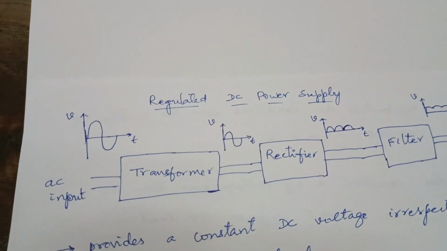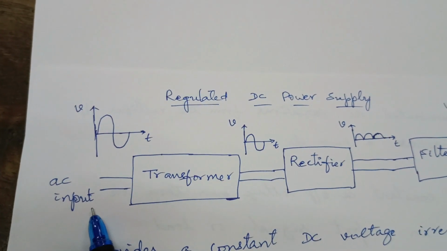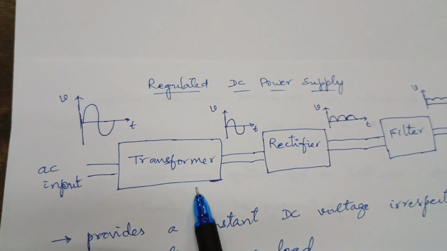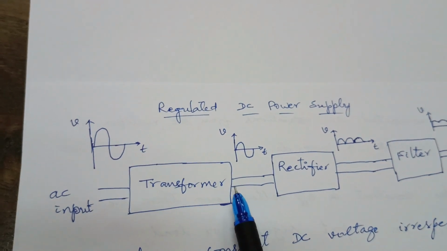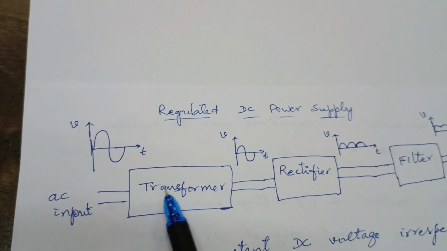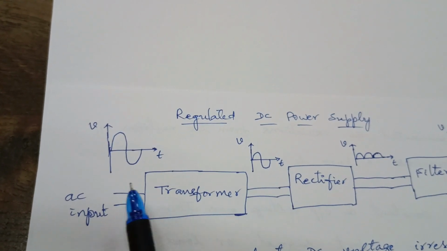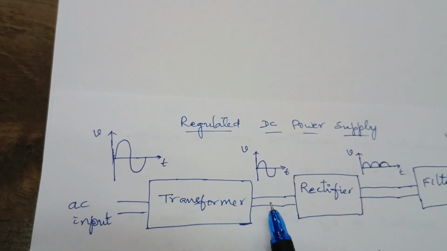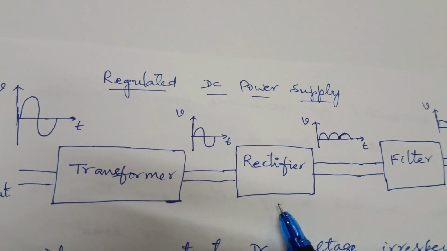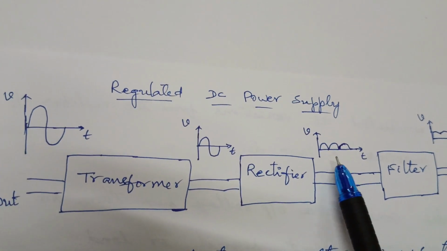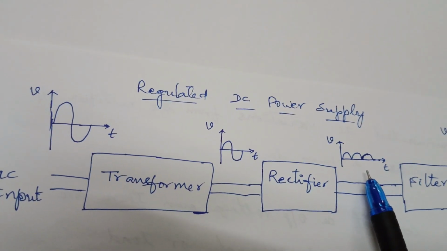Now let us summarize the working of a regulated DC power supply. The AC input signal coming from the mains is applied to the transformer. Normally it is a step down transformer which will reduce the input voltage to a required level. That means the transformer secondary voltage is lesser than the primary voltage. The transformer secondary signal is applied to the rectifier. The rectifier converts AC signal into DC signal, which provides pulsating DC, and this is the output waveform of the full wave rectifier.